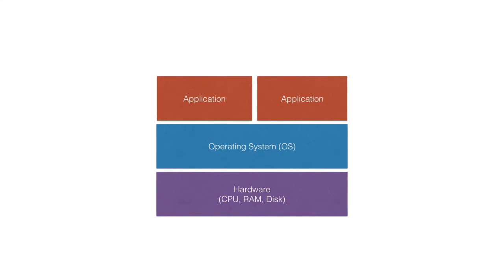So this is how a traditional computer looks like. Whether it's your PC or laptop, you have a hardware which consists of CPU, RAM and hard disk. On top of that, you'll install a software called operating system, which is your Windows or Linux. And on top of that, you'll run your applications, which are MS Office, Photoshop, Chrome browser, everything.